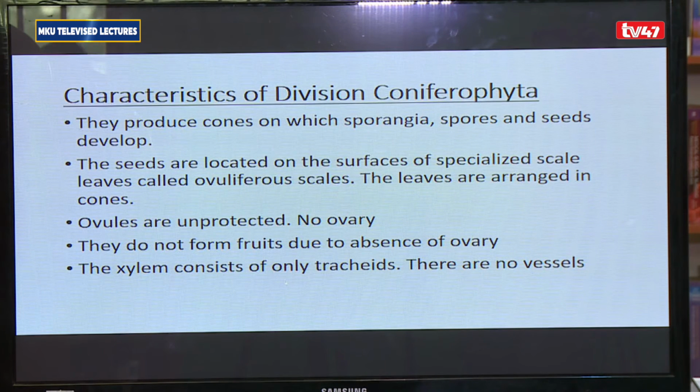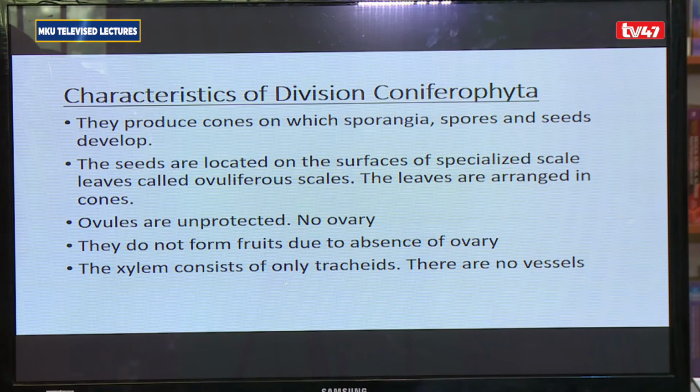This is to enhance pollination, whereby once the pollen grains are released from the pollen sacs on the lower side, they easily land on the ovules that are on the upper side of the female sporophyll. Now, for the case of the Coniferophyta, the other characteristic is that they do not produce flowers, therefore they do not have an ovary, so no ovary.